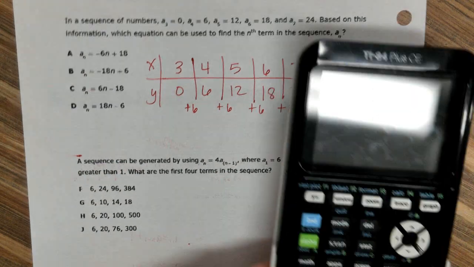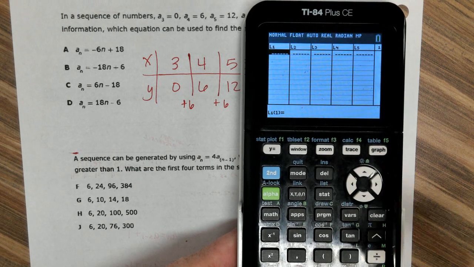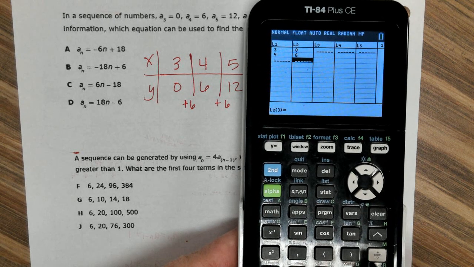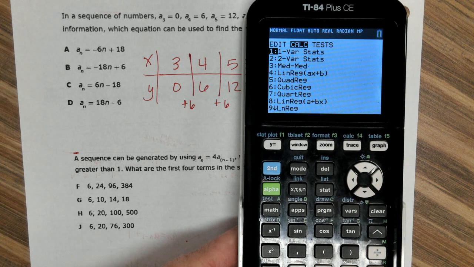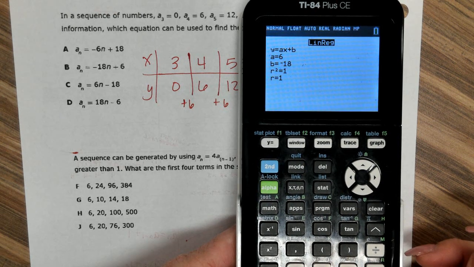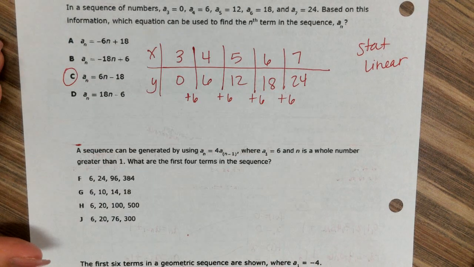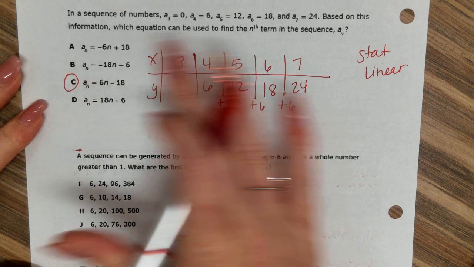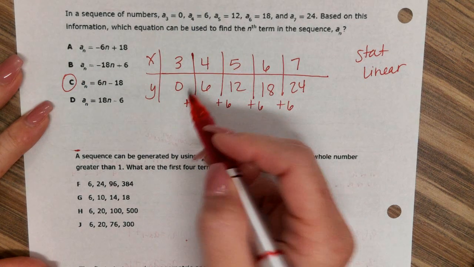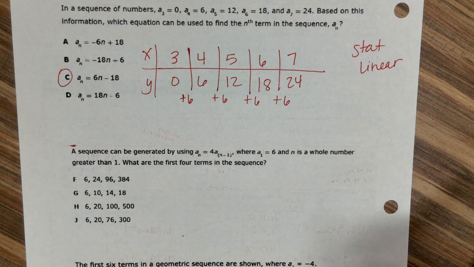Yes. So I go to stat, edit. If it's linear, I only have to put in a few. Stat, calc, option 4. And there's your equation. Y equals 6x minus 18. So the answer was C. So all they wanted you to understand in this problem is that a sub 3, the third term, is 0, and that you could make a table. That's all they wanted from that. Does that make sense to y'all?